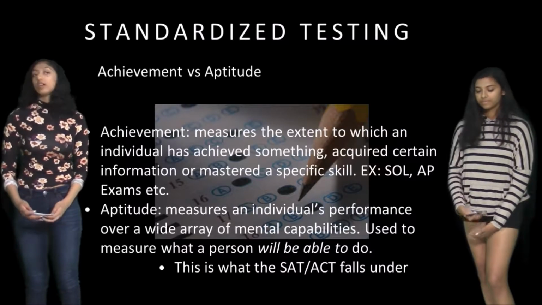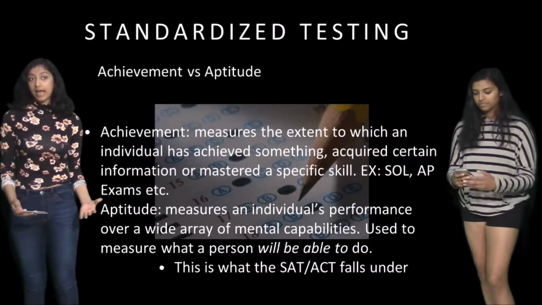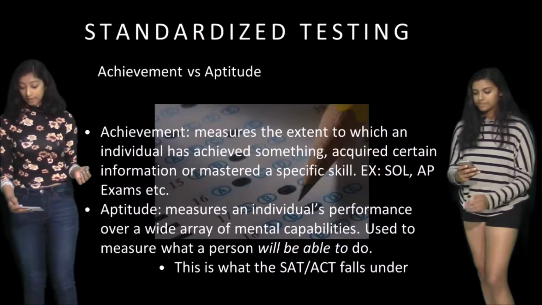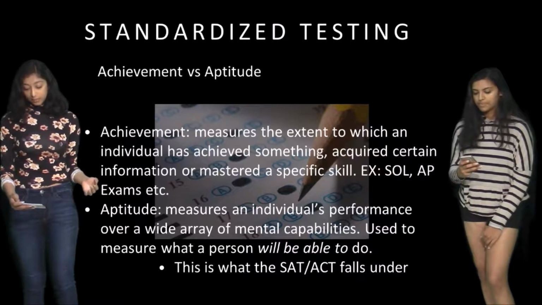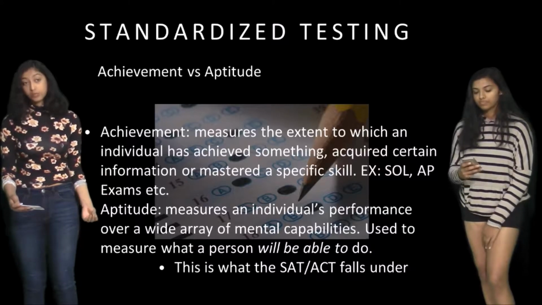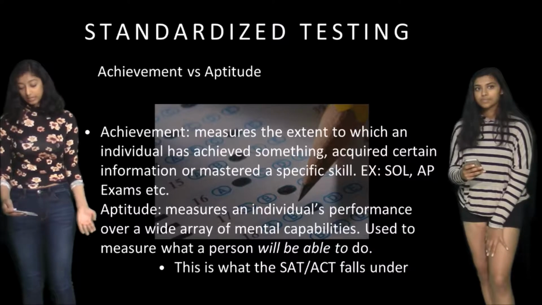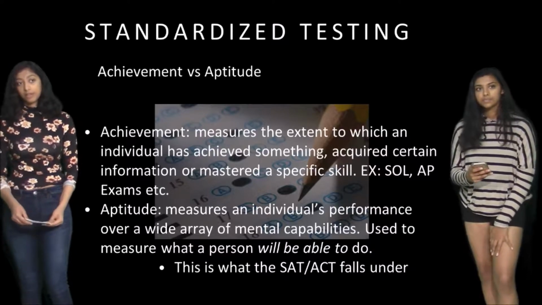So first it's important to understand what the SAT and ACT actually seek to measure. There are two types of tests, and these are achievement and aptitude. The SAT and ACT both fall under aptitude tests, which predict your level of performance in the future, presumptively based on correctly answered questions in a limited time frame.